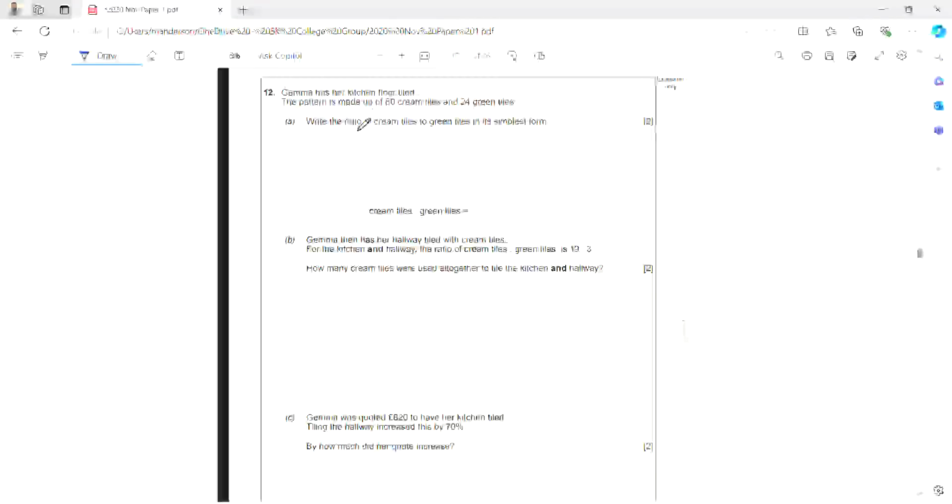So Gemma has her kitchen floor tiled. The pattern is made up of 80 cream tiles and 24 green tiles. Write this as a ratio in its simplest form. So my ratio is 80 to 24, and we want to simplify this ratio.